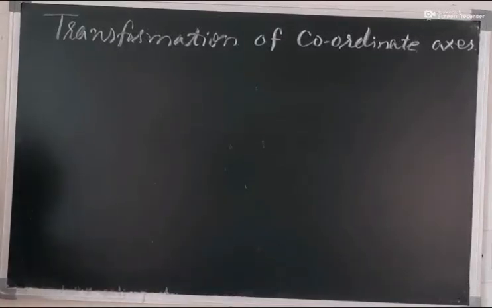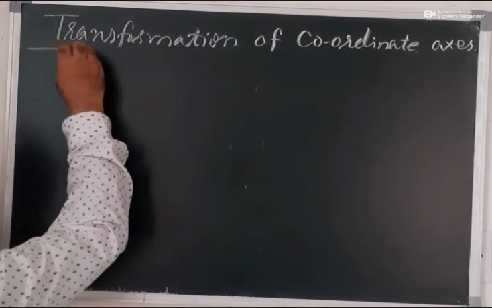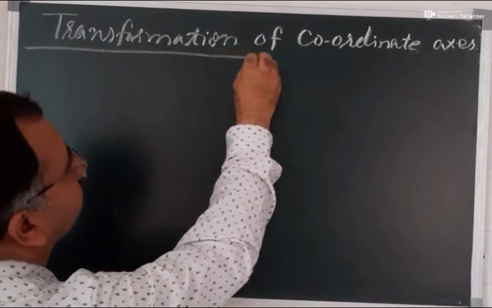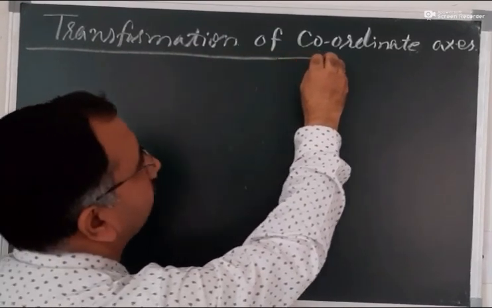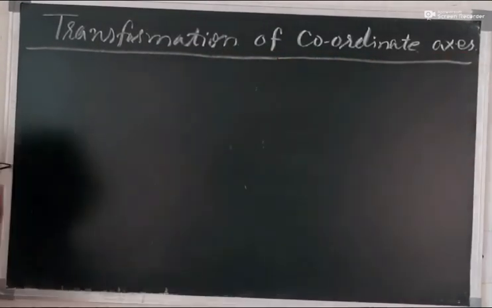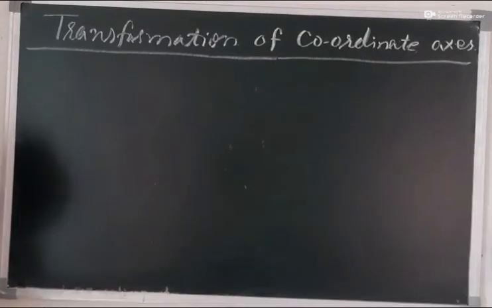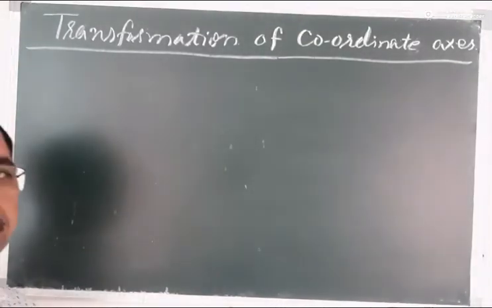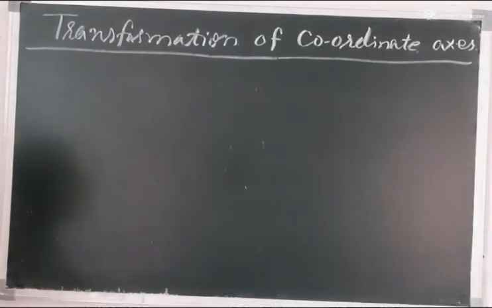Today our topic is transformation of coordinate axis. Before starting this, let's recall what is meant by a coordinate system. There are many coordinate systems like Cartesian coordinate system, polar coordinate system, oblique coordinate system. Here we define what is a Cartesian coordinate system. This system is due to a French mathematician Descartes.